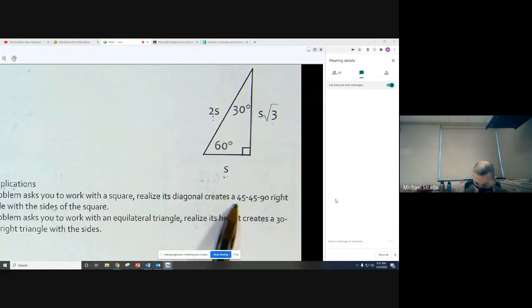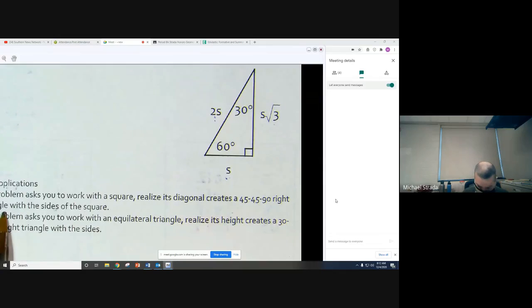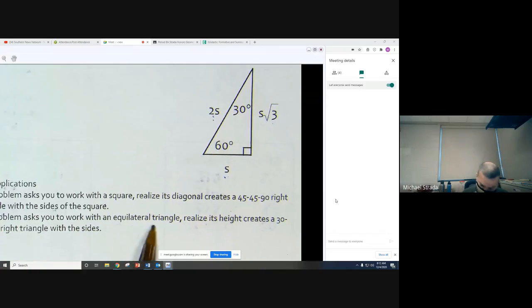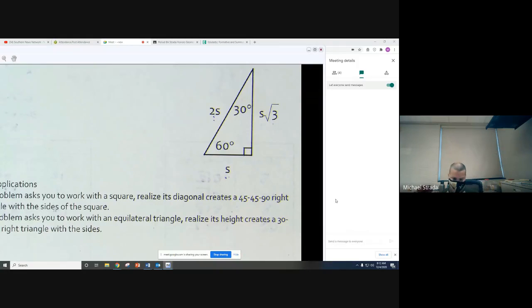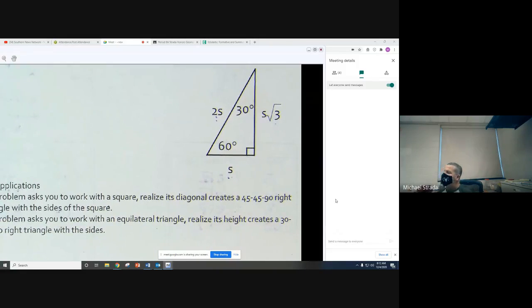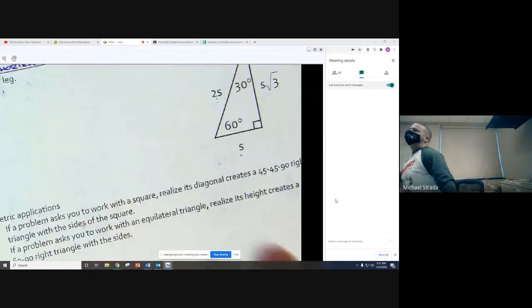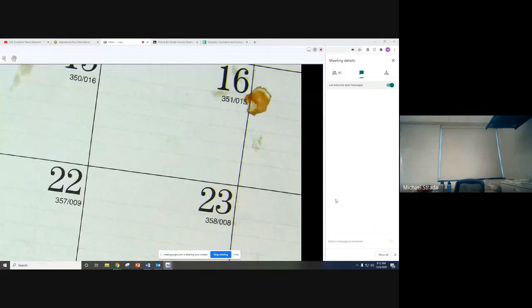Now just making sure you realize if a problem asks you to work with a square, realize its diagonal creates a 45, 45, 90 right triangle. If a problem asks you to work with an equilateral triangle, realize its height creates a 30, 60, 90 triangle. Everybody good with that? So the idea is instead of giving you 2 sides, they're only going to give you 1. And then you're going to use the particular angle to get the side length. Okay? All right?